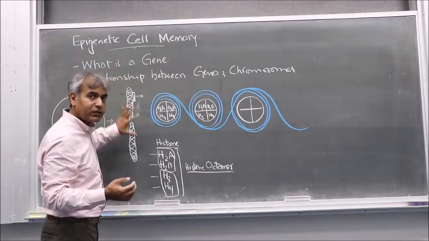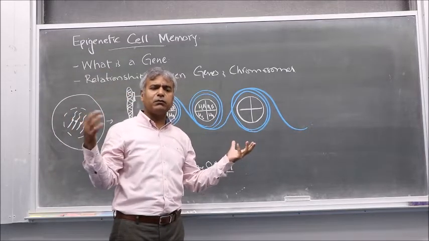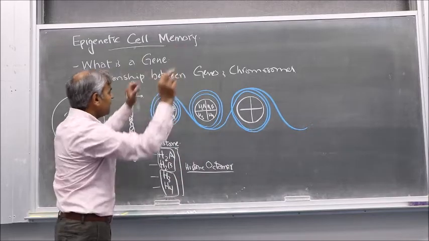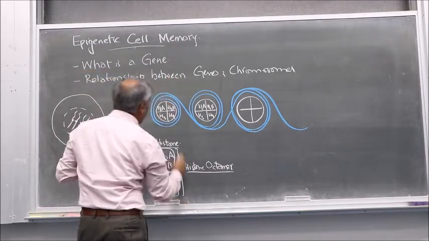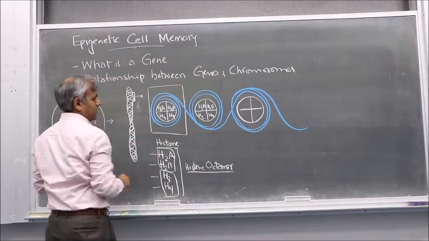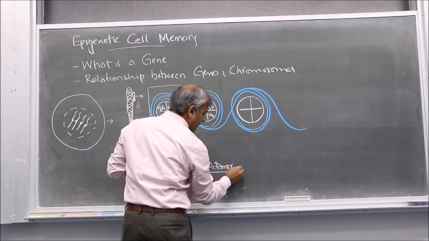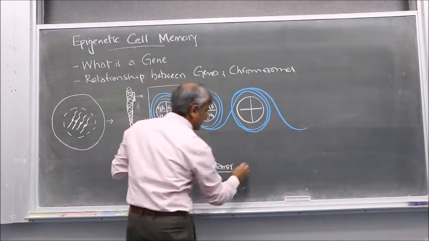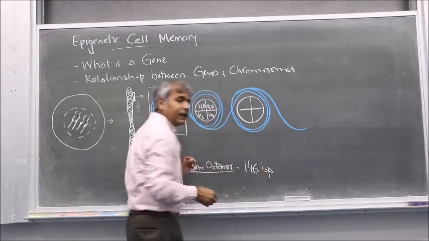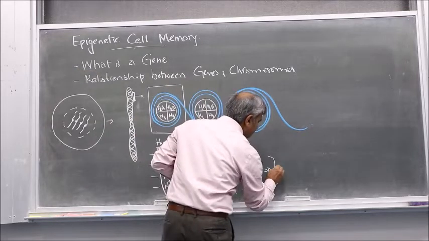It's never a linear structure. Remember, there are many loops, the 30 nanometer fiber, the solenoid structure, etc. So this one unit is called a nucleosome. A nucleosome is one histone octamer plus 146 base pairs of DNA. We call this a nucleosome.